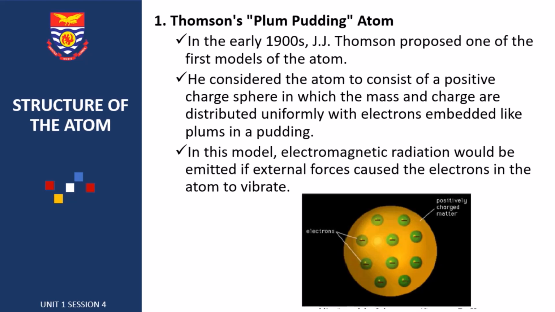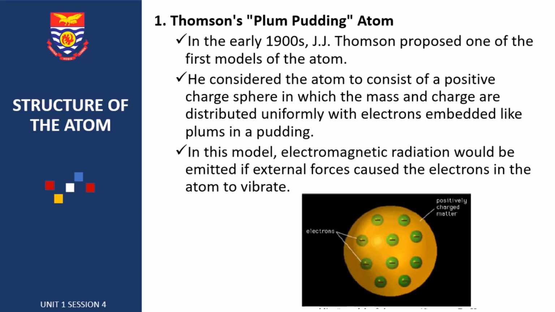In the early 1900s, J.J. Thomson proposed one of the first models of the atom. He considered the atom to be spherical in shape, and the mass of this atom is evenly distributed across the sphere. Also, the charges, he said, are evenly distributed across the spherical atom. He also said that there are electrons embedded in this sphere like plums in a pudding.